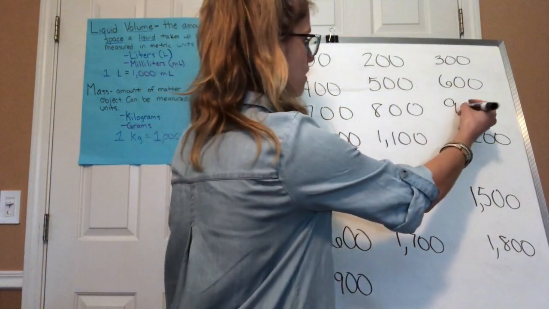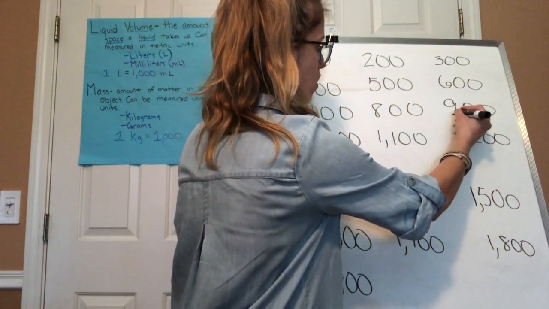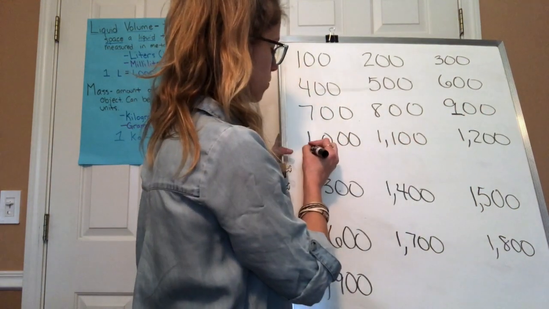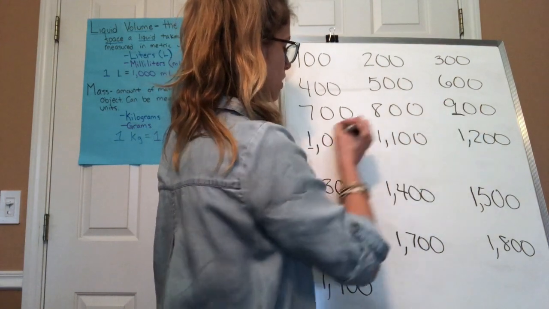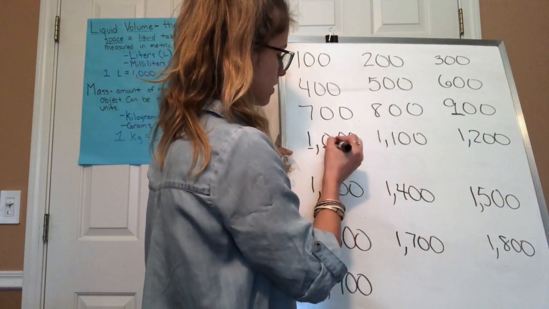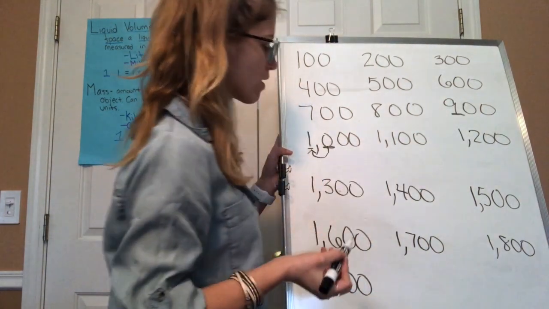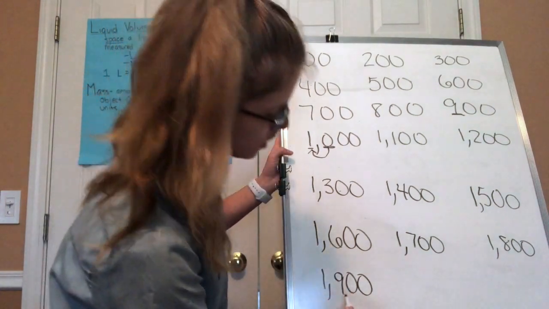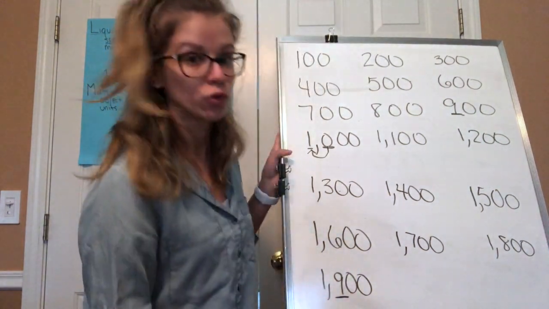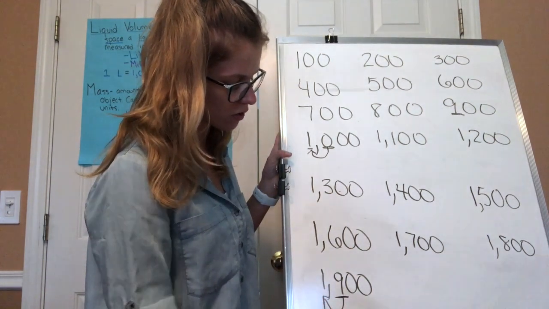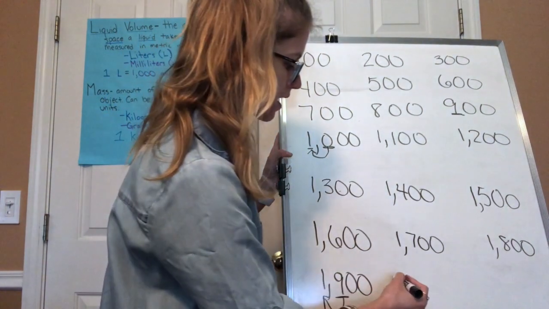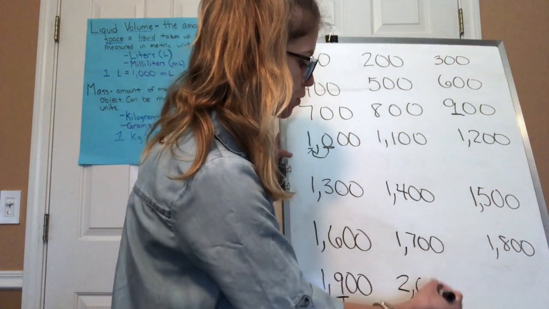Just like when 900 had to go to 1,000, we had to regroup our hundreds place and put one more in our thousands place. So if I need to regroup at my hundreds place, it's going to be one more in my thousands place. So my next number would be 2,000.